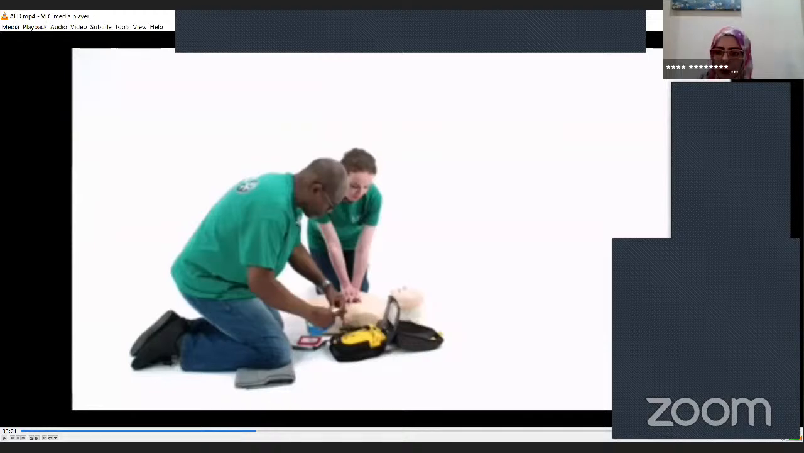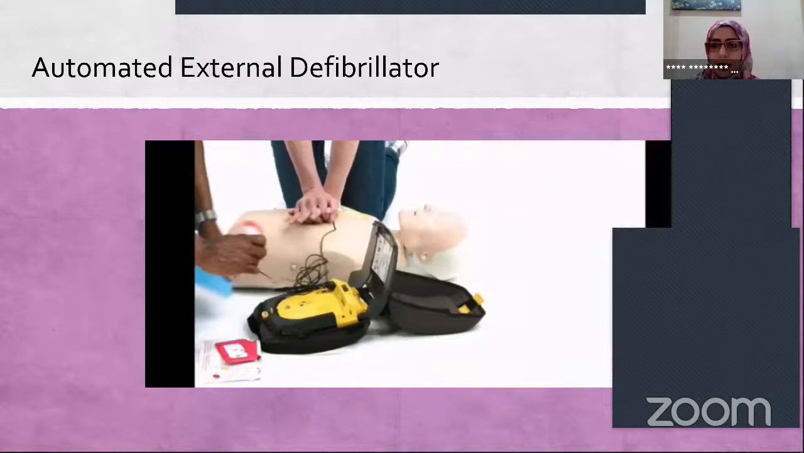If there is only one person, you as the only person, you will give 15 chest compressions, okay? Then you will turn around and you will give 2 breaths, okay? So 15 chest compressions, 2 breaths. Again, 15 chest compressions, 2 breaths. And the rate of giving chest compression is 100 chest compressions per minute.